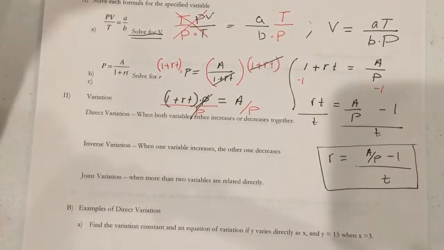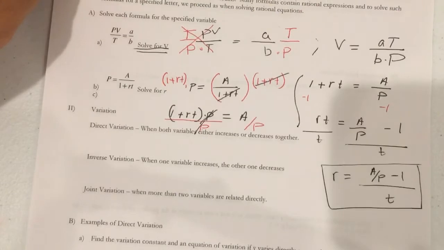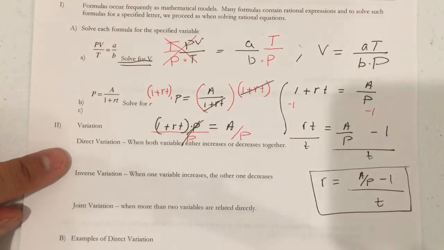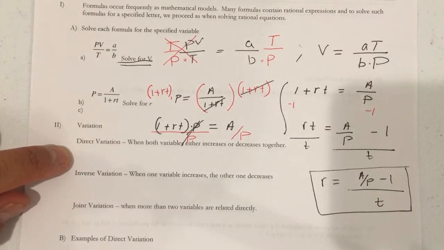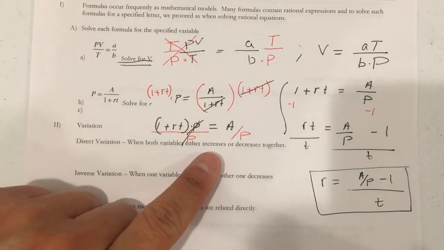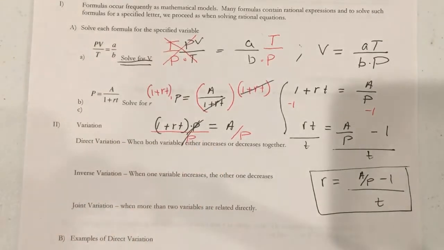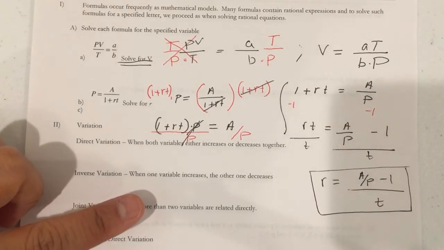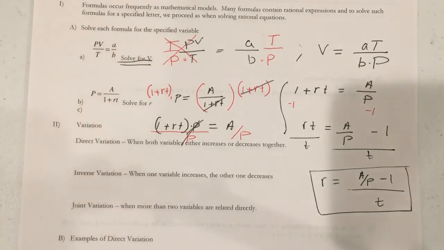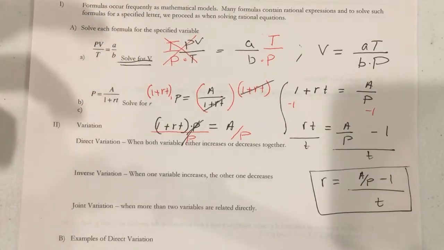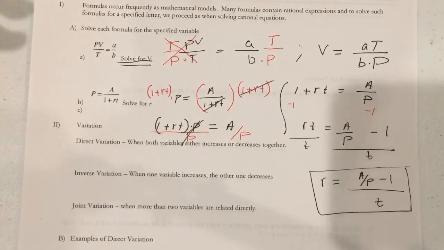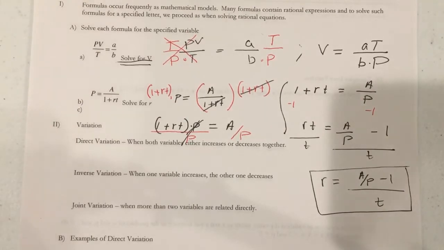What is direct variation? Direct variation represents a situation where when one quantity increases, the second quantity also increases. For example, the more hours you work, the more money you make. So as one quantity increases, the next quantity also increases. So anything that goes hand in hand, that has a direct relationship, we call a direct variation.